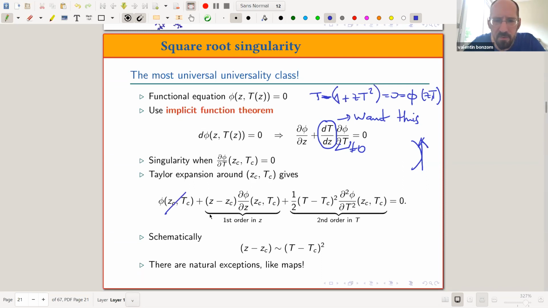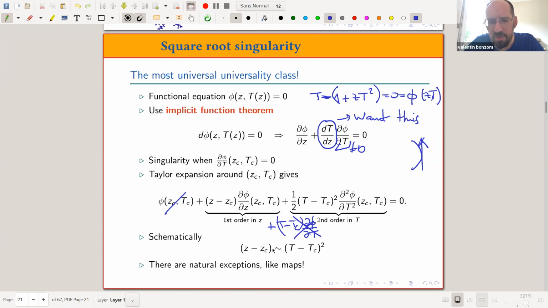assumption. Then you have a first order term in z minus z critical. You think you would have a first order term in t minus t_c. But no, because you're at a critical point where d phi by dt is 0. So when you perform the Taylor expansion, you have to go to quadratic order, to second order in t minus t_c. And so eventually you get, schematically, something like z minus z critical behaves like t minus t critical squared. So then you take a square root and you have your square root singularities. So this is why it's very universal, because it just happens when you negate the implicit function theorem.